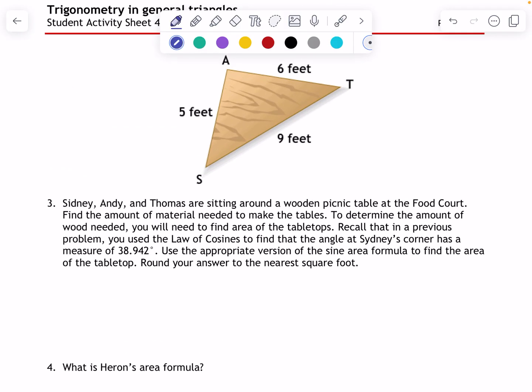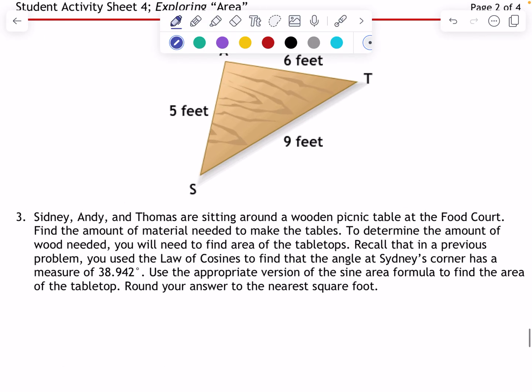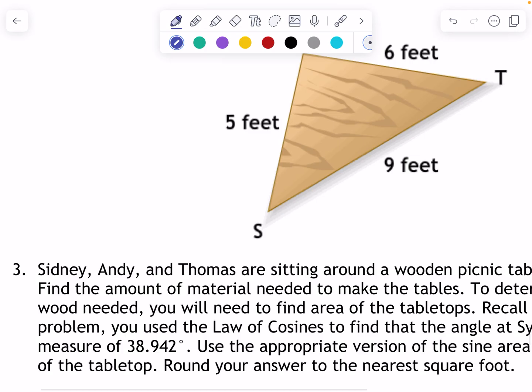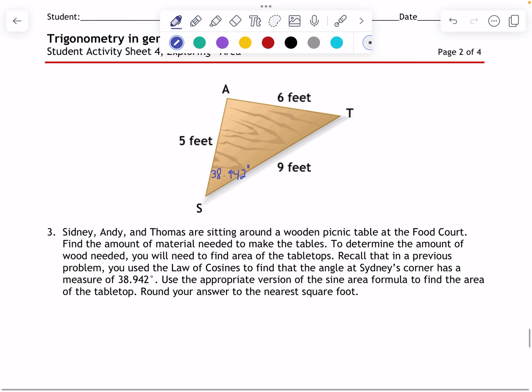So taking a look at that picnic table thing that we dealt with last time, it's telling us that Sydney's corner, we did this the other day. We're not going to recalculate it, but we used the law of cosines to figure out that Sydney's angle was 83.942 degrees. If we want to find the area of this tabletop, we're again going to deal with SAS.